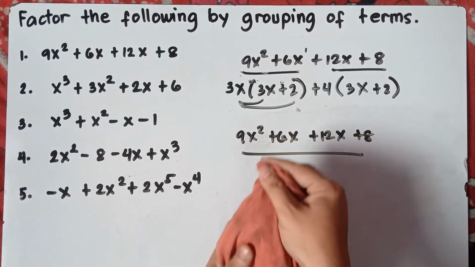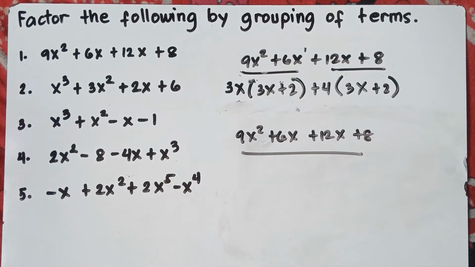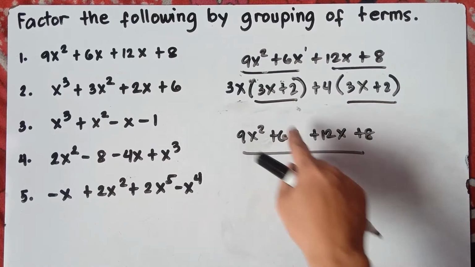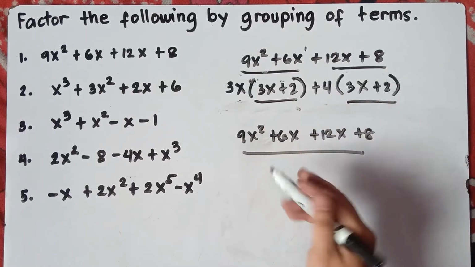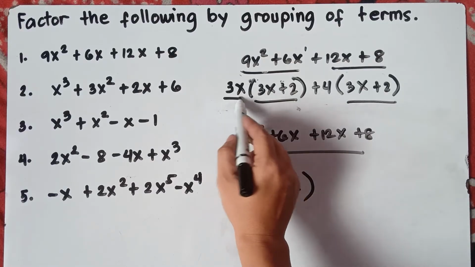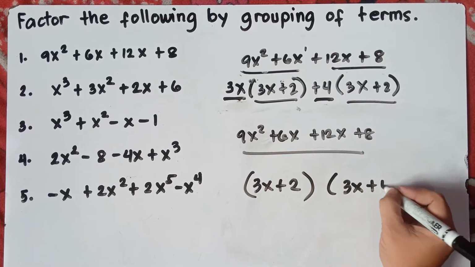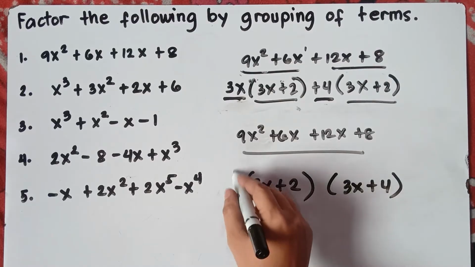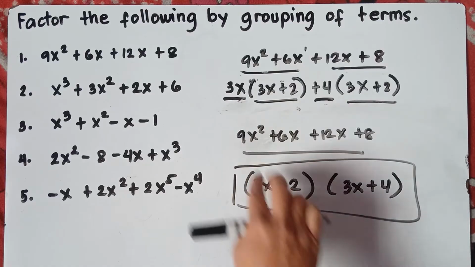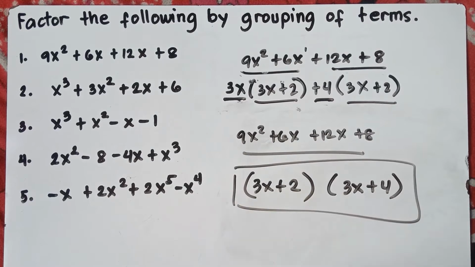Now, once you check by distributive property that your factor is correct, you can now solve for your answer, class. So you copy the common factor. So the common factor is 3x plus 2. So you can make this one as a whole. So 3x plus 2. That will be your first factor. And then you copy this one, class. 3x and positive 4. 3x plus 4. That's it, class. That's your answer for number 1. So 3x plus 2, you make this one as a whole, the common factor. And then you equate this one, 3x plus 4. That's the answer for number 1.